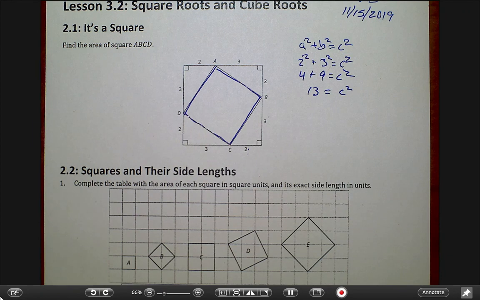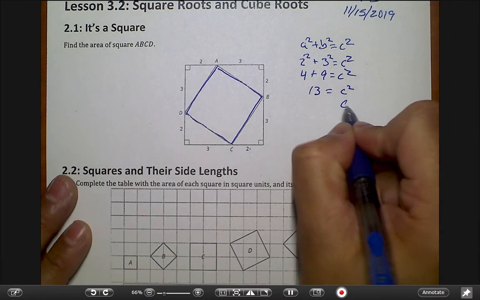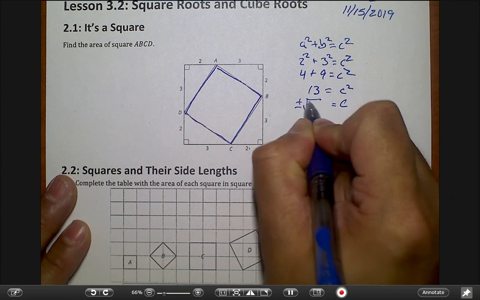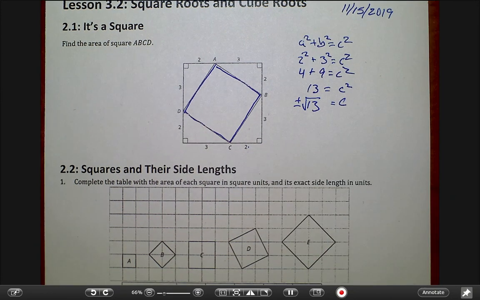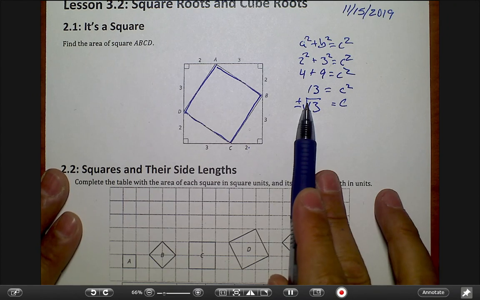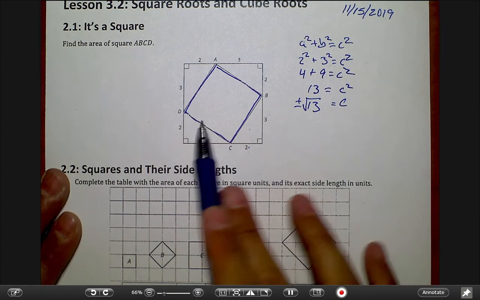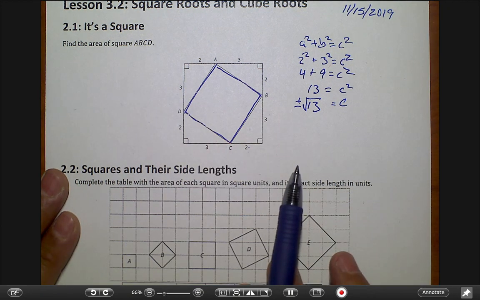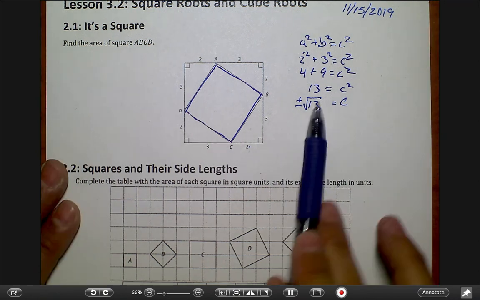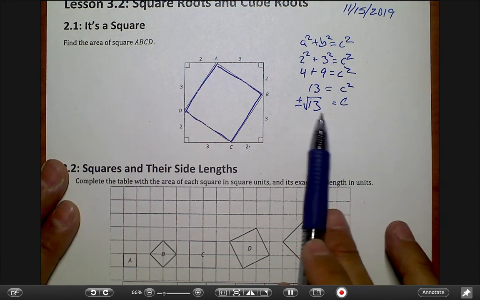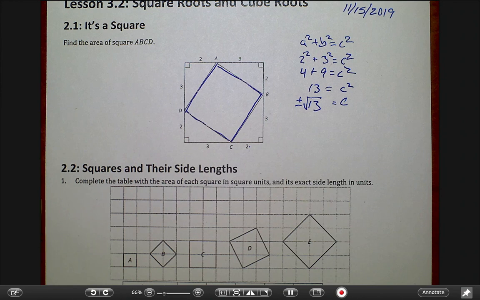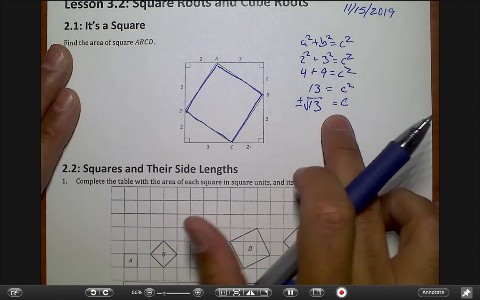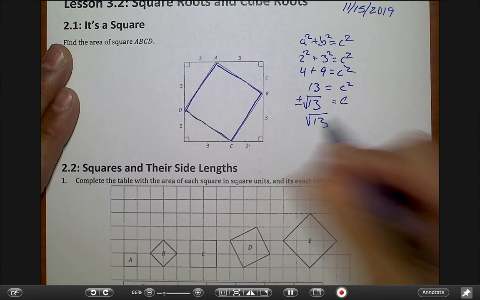Now, how do I go through and undo that square? Square root. So I'm going to square root both sides. So if I square root both sides, I'm going to have c is equal to the plus or minus square root of 13. Okay, this is super important to remember, the plus or minus part. But since I'm talking about a unit with length and measurement, am I going to have a negative length? Someone say no. No, we're not going to have a negative length. It's always going to be positive. You don't have a ruler with negative 5 inches on it. So it has to be positive. So this is going to be square root of 13. So that's this one right here.